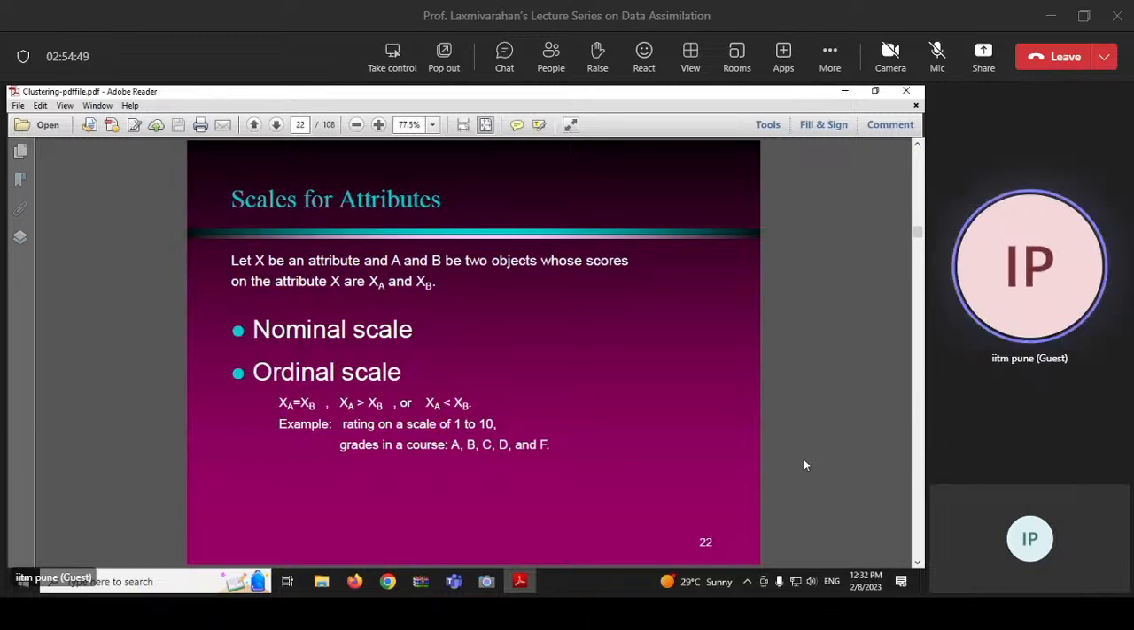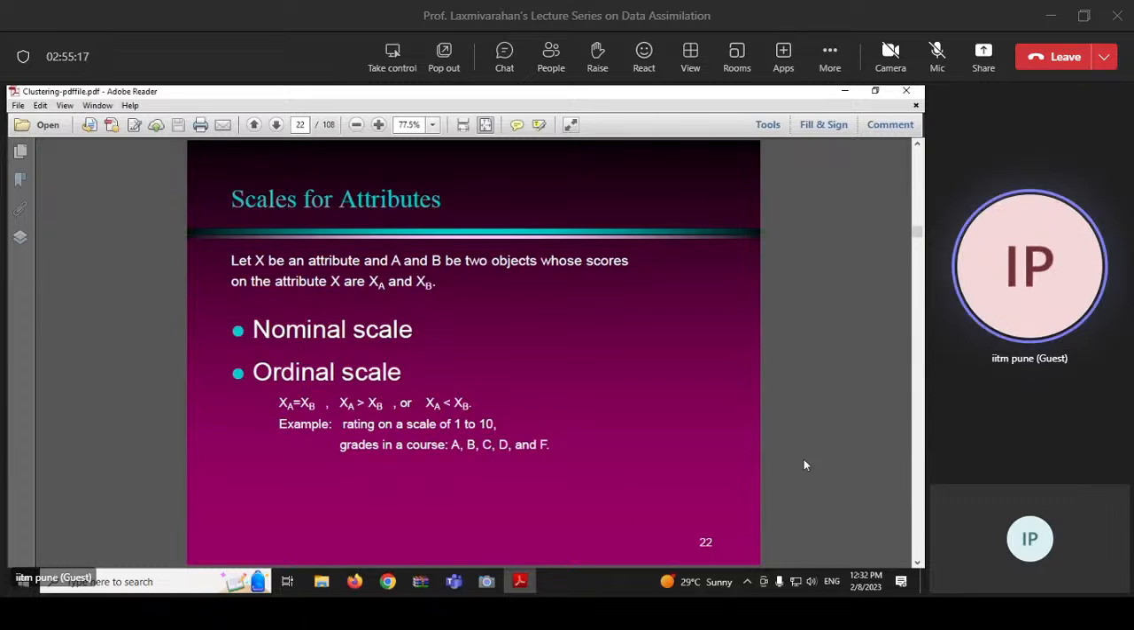Grades in exam: A, B, C, D. A is better than B. C is better than D. But you don't know whether A minus B is the same as B minus C. Do you? I don't. Nobody does. So I can only say either they're equal or unequal. I can only say something is better than the other, but I can't measure the difference.